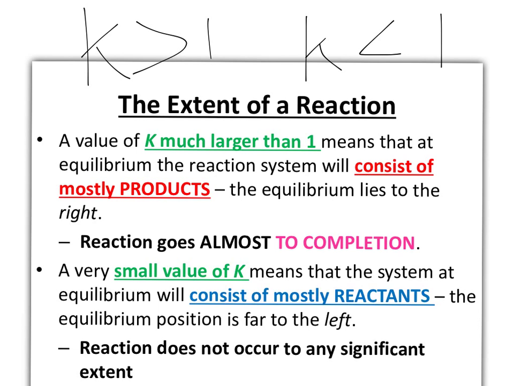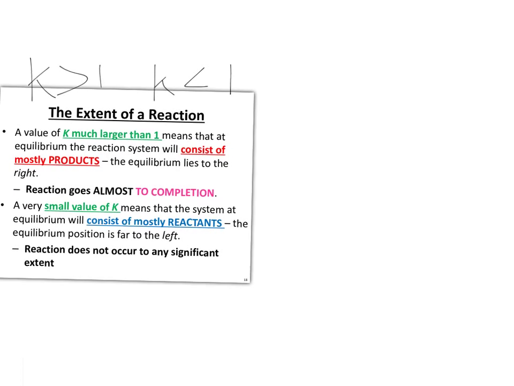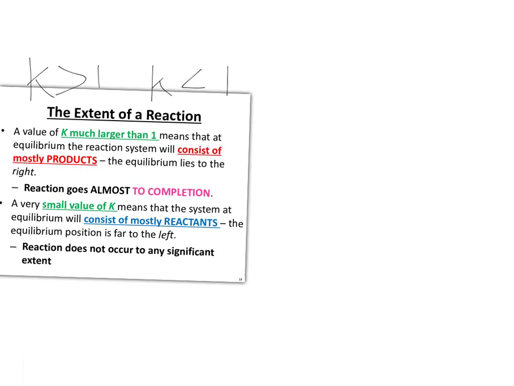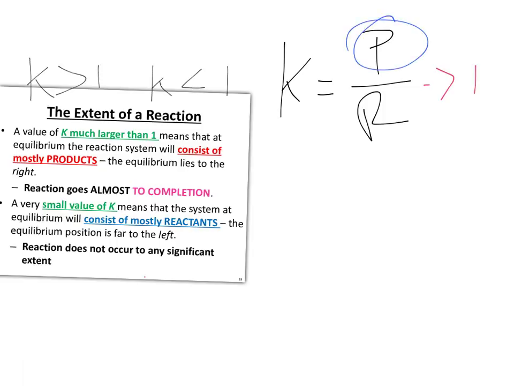Now, that's understandable, but it also should be mathematically understandable. And here's what I mean by that. So if you've got K, which is equal to products over reactants, mathematically, how do you get a value greater than 1? Give me math talk. The numerator must be greater than the denominator. Well, in chemistry talk, what is the numerator? The products. Well, obviously that's got to be true.